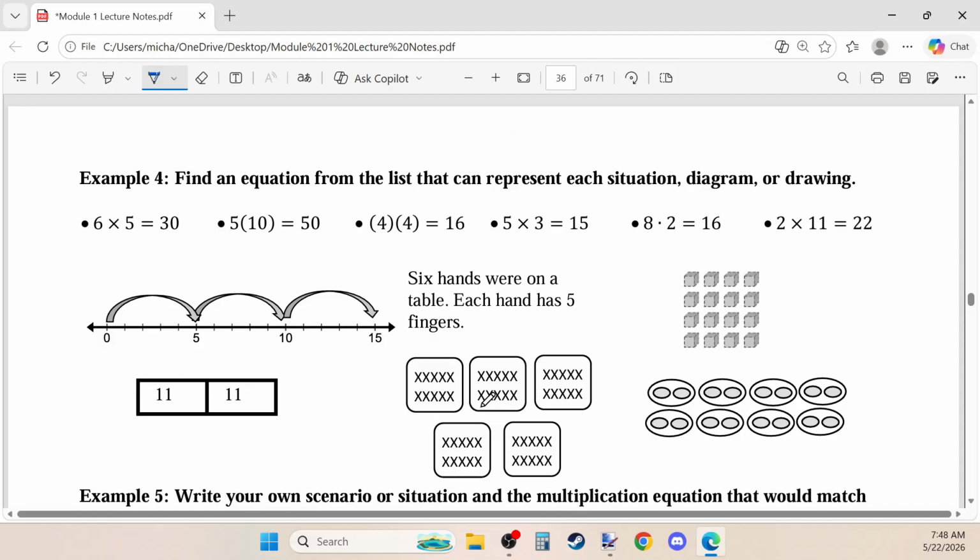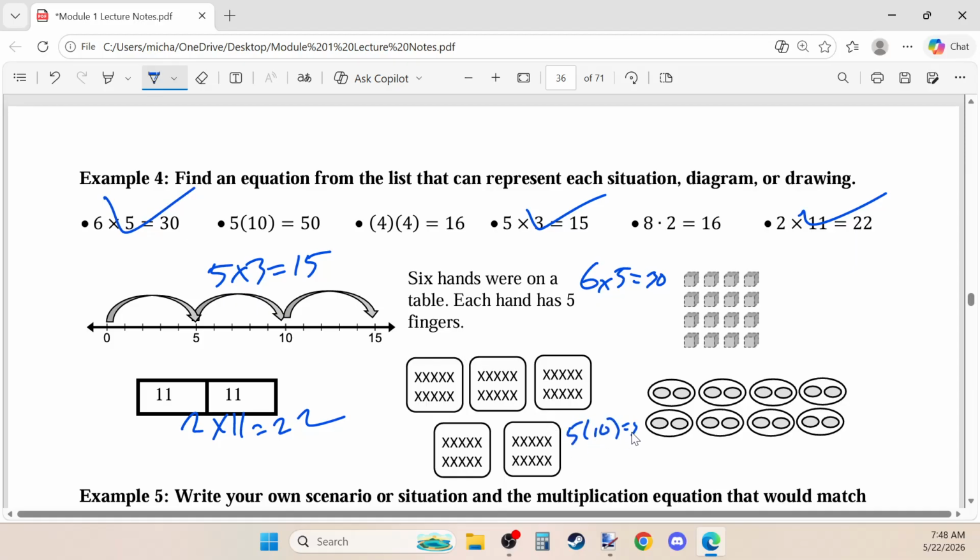So let's see. We have, this is 5 times 3 equals 15. This one is 2 times 11 equals 22. 6 hands were on a table. Each hand has 5 fingers. 6 times 5 equals 30. This is 5 groups of 10. This is 4 rows of 4. And this is 8 times 2 equals 16.